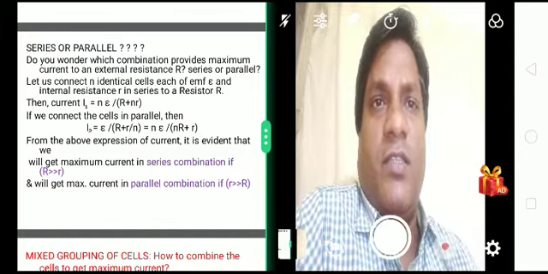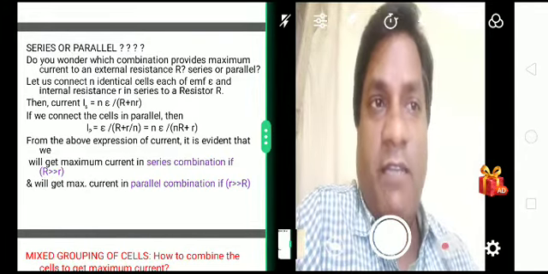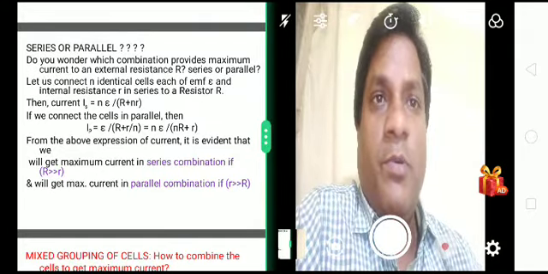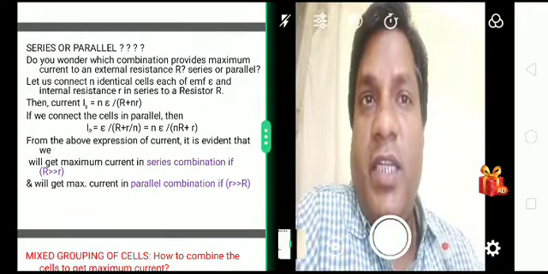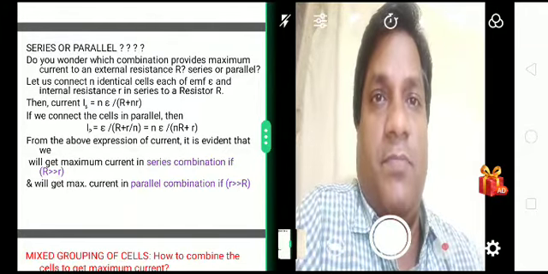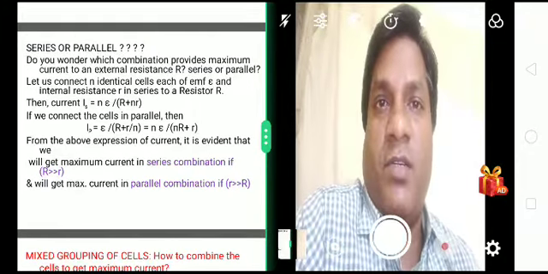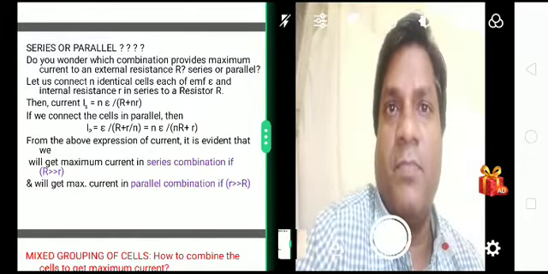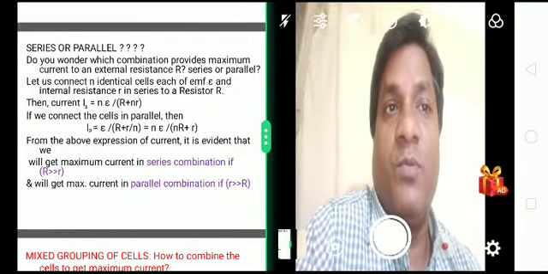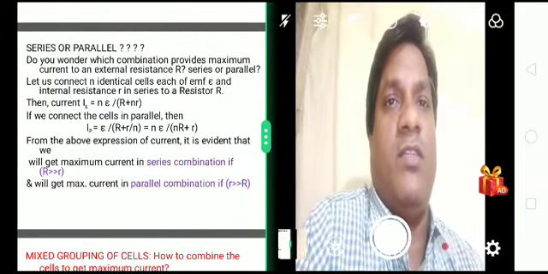For this, the deciding factor is our requirement. What do we need? Whether we need maximum current or maximum power. When we need maximum current to derive from the battery, then whether we have to connect them in series or in parallel. So let us have a look.